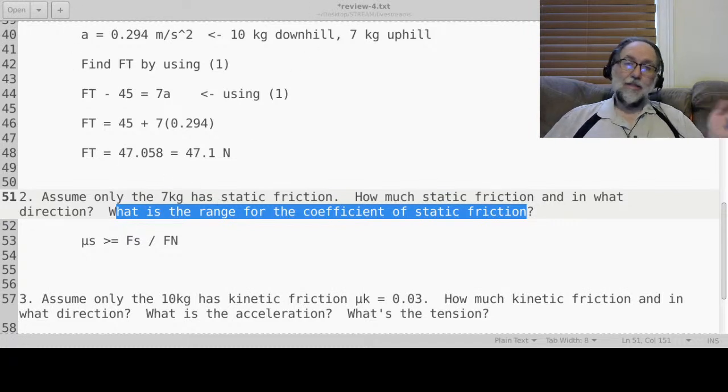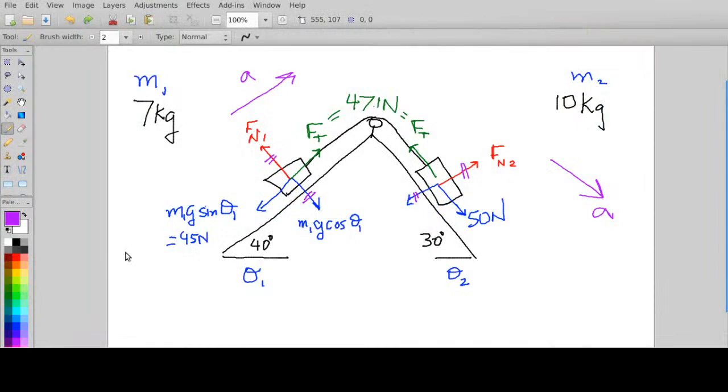Let's switch back to the diagram, and let's see if we can figure out what the static friction is. Let me try to erase stuff here. Let me see if I can just go backwards and erase stuff. Actually, I think this is good right now.